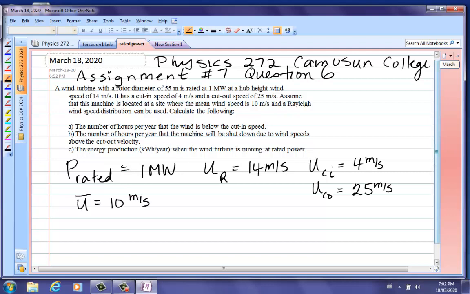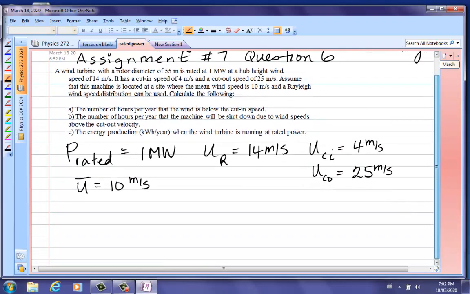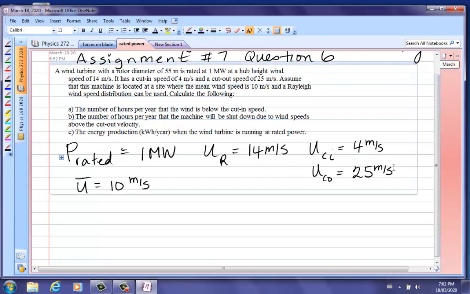Okay, we want to calculate the probability that the wind is going to be less than the cut-in and that the wind is going to be greater than the cut-in, and then we want to know about its energy production in a year based on that rated power.